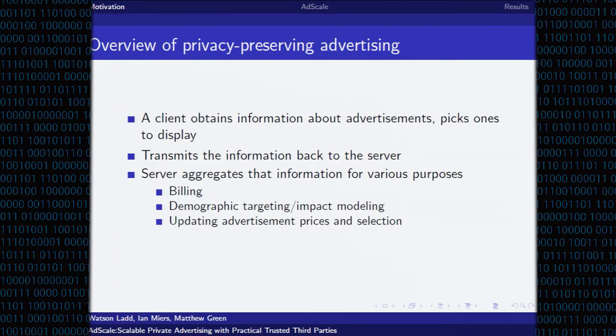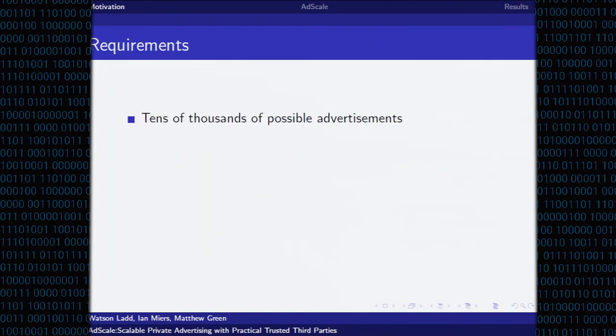Updating advertising prices and selection. This is the thing that Google, or several ad networks, pioneered in the early 2000s, where you have dynamic auctions for ad pricing. And you need to know how well ads are doing. So in this project we focused on the reporting bit, sending the information back to the server. This is part of a larger effort, and this was the real critical point on which we could either do things or not. Like I said, it's part of an industrial project, so here were the requirements we came up with.